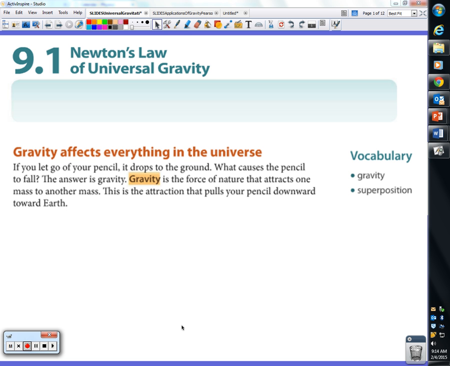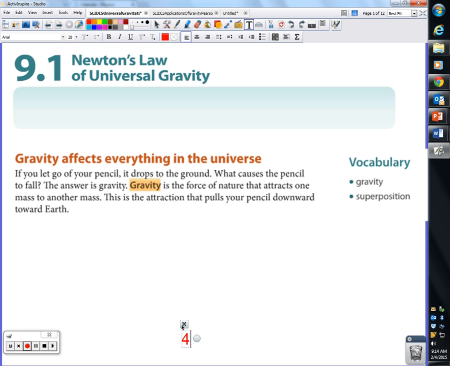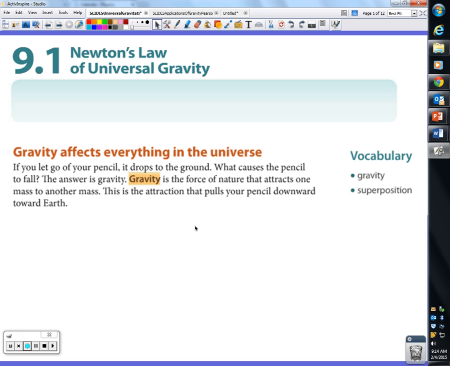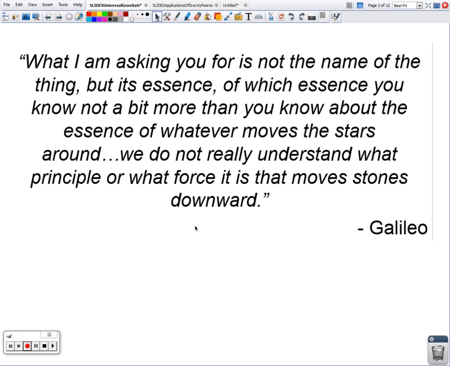Chapter 9 starts off with Newton's law of universal gravity. We discussed yesterday that for a long time, well before Newton, we had this view of gravity. Galileo kind of said, I know you can tell me that the thing that makes this object fall to the ground is gravity, but what is gravity? And our answer was, we don't really know what gravity is.